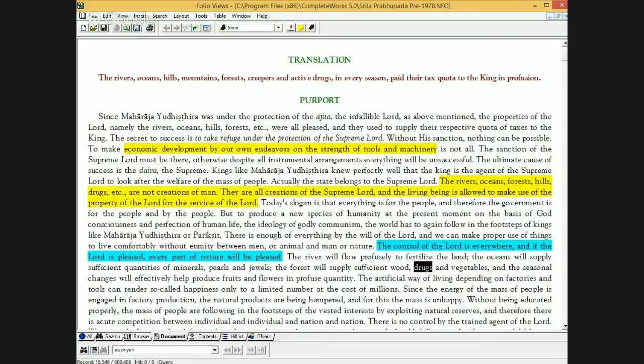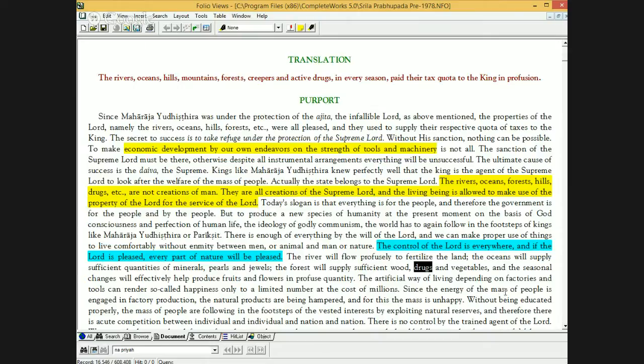The artificial way of living depending on factories and tools can render so-called happiness only to a limited number of people at the cost of millions. So it's not very all-embracing, it just comforts a few people. Since the energy of the mass of people is engaged in factory production, the natural products are being hampered. Because recently there was a calculation that people from the village are reducing 10%, 20%, 30% every decade. But where are they going? They are in the cities and rotting in the slums actually. So their situation did not change. They were basically cheated to come out of the villages and live in slums.